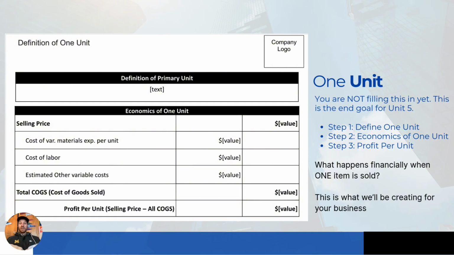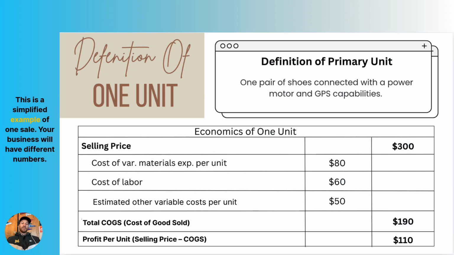So, step 1, define one unit. Step 2, what is the economics of it? Step 3, profit per unit. What happens financially when that one unit is sold? This is what we're creating for your business. Here's an example of it. This is a simplified example of one sale where the business will have different numbers, obviously.